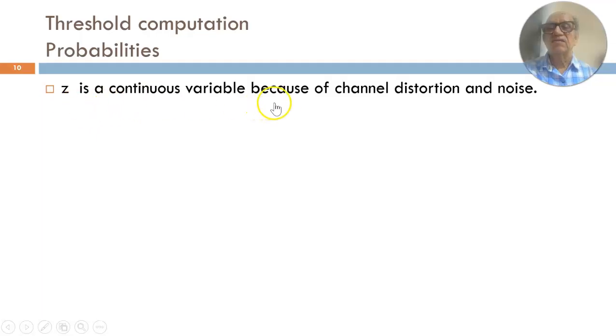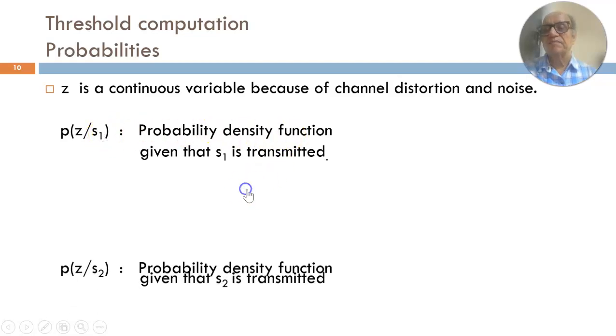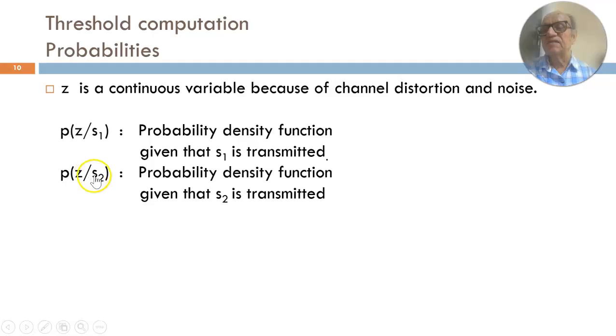So Z is a continuous variable because of channel distortion and noise. That is the detected signal at the end of the symbol time period, and it's a continuous variable. Therefore, since this is a continuous variable, you cannot use discrete probability for this. You have to use a probability density function, but this is a conditional probability density function. Given that S1 is transmitted, P(Z/S1) is the probability density function. Similarly, P(Z/S2) is the probability density function given that S2 is transmitted.